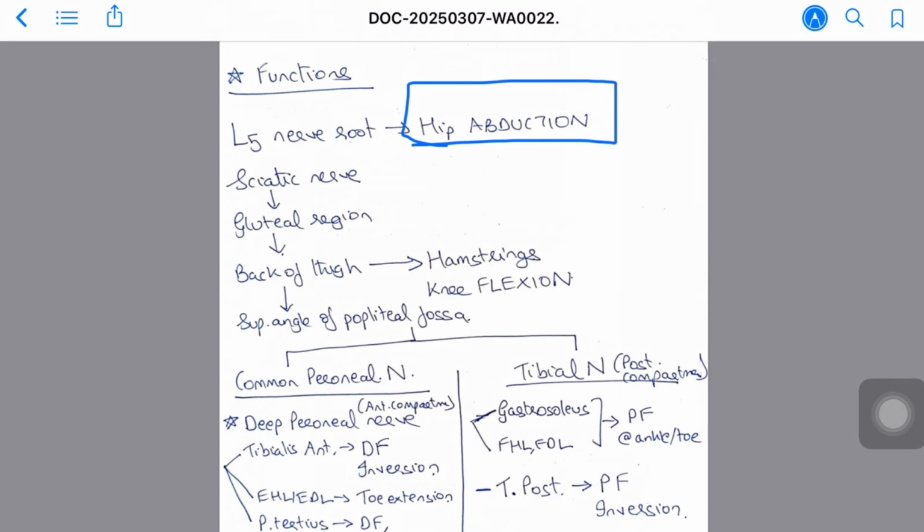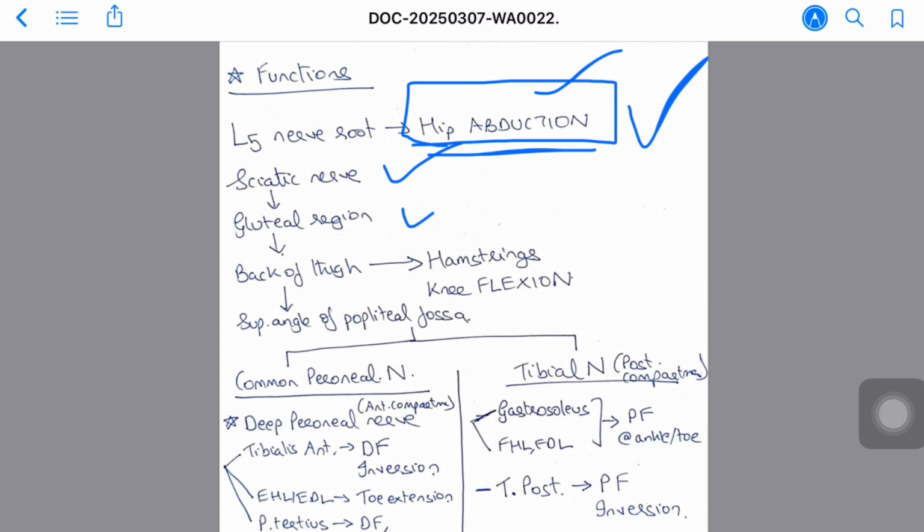So whenever a case of foot drop comes, if you don't examine the spine, if you don't examine hip abduction, that is a crime. So this is the usual question asked: how do you differentiate foot drop from peripheral causes from spine causes? The standard answer is, I will check for weakness in hip abduction. Final answer.